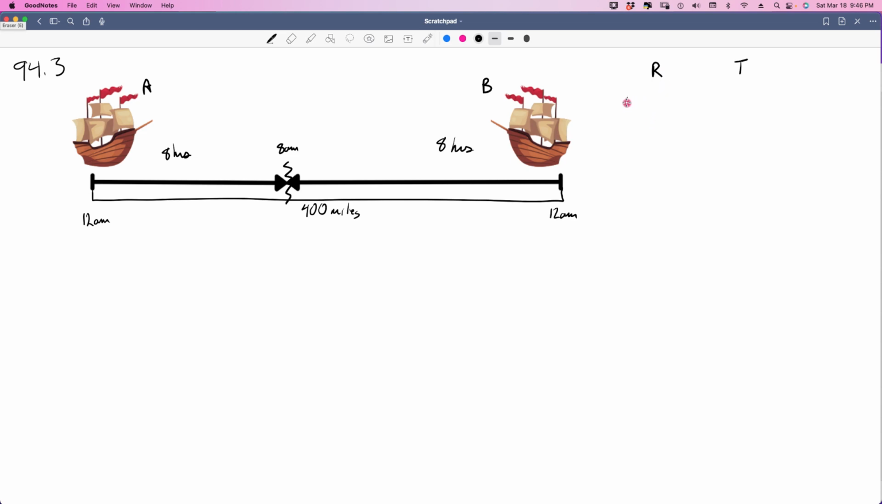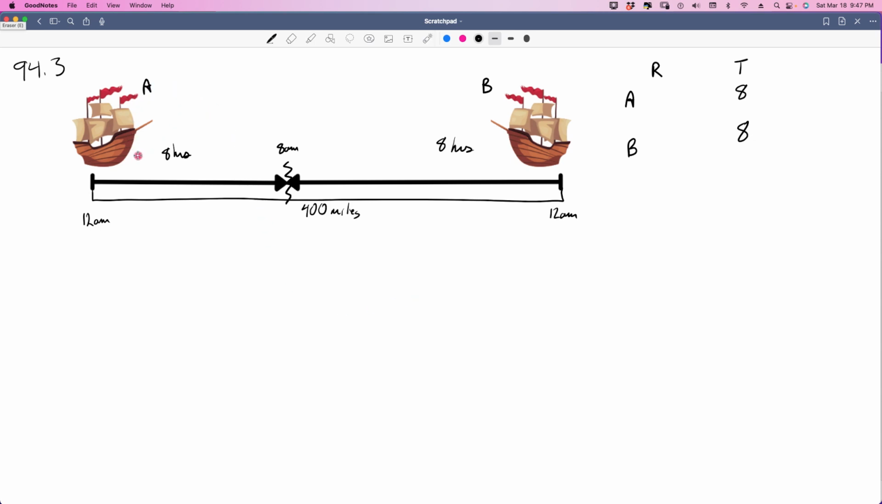So the rate of A, we don't know. The rate of B, we don't know. We know their time is the same. Because at 12 o'clock, midnight, they were 400 miles apart, and 8 hours later, they crashed into one another, and they were headed straight towards one another. All right, so now we'd figure out how fast they were both going. So it says, if one ship was 20 miles per hour faster than the other.